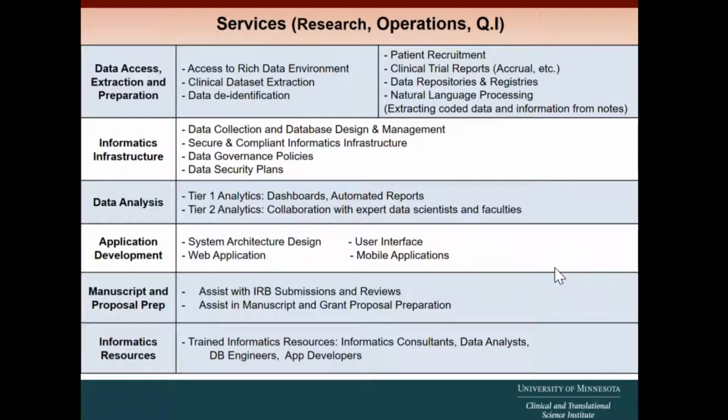This is a lot of text, but focus maybe on this column. So the main service that we provide here, number one, is data access.